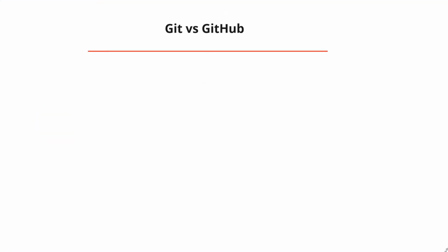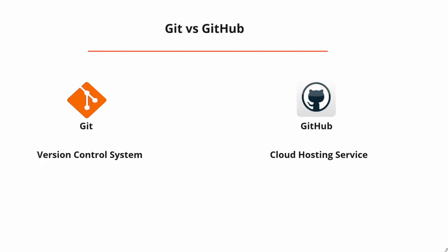Now let's talk about Git versus GitHub. As we discussed earlier, Git is a version control system that helps you manage and keep track of your source code history, whereas GitHub is a cloud-based hosting service where you can keep your Git repository. It lets you manage the Git repository. There are other alternatives like Atlassian Bitbucket or GitLab, and you can choose any cloud hosting service based on your requirement or your company's requirement.